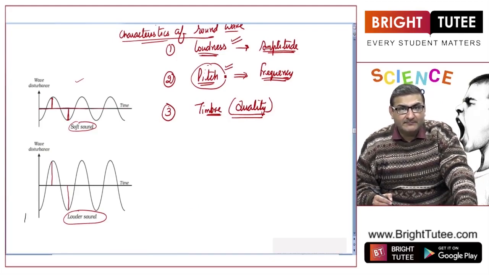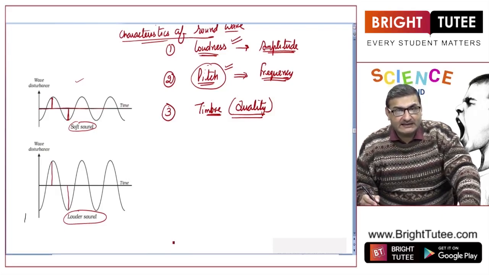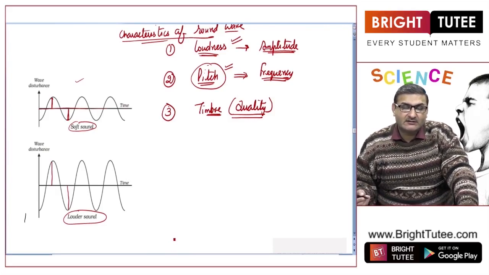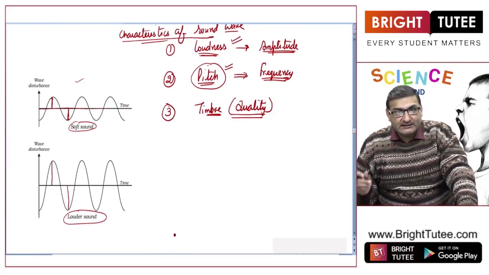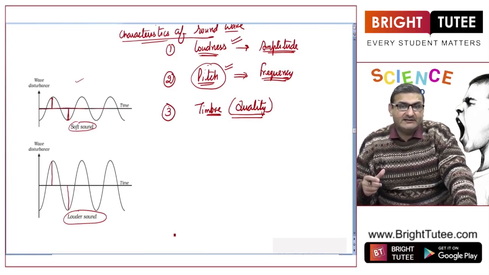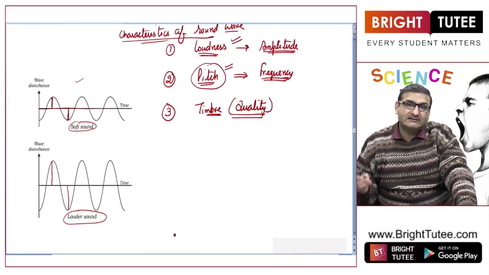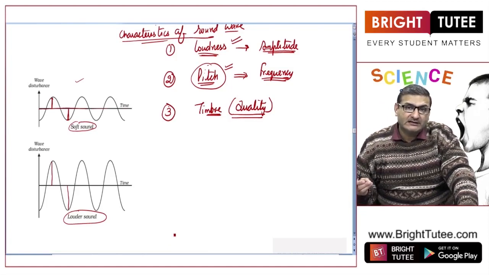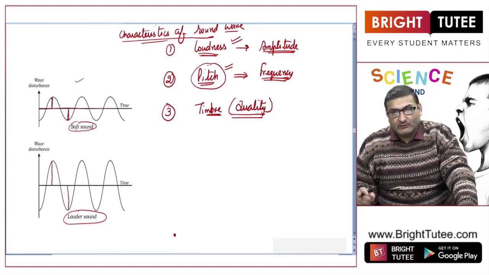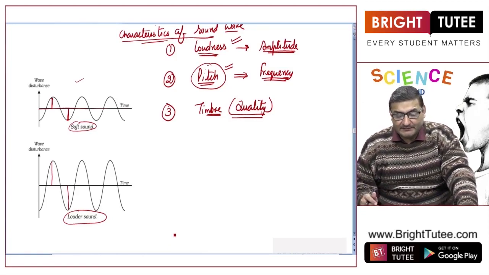One sound may be pleasant to our ears and the other may be unpleasant. One is maybe of a very famous singer and the other is just a normal person like you and me who can't sing. So there must be some difference between these two sounds, and that is the quality or timbre of the sound wave. Now what exactly is this quality and timbre dependent upon?